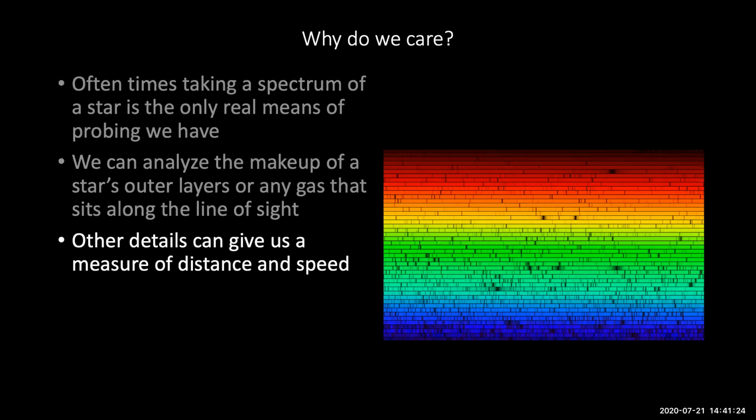So in a second, we're going to talk about the Doppler effect. And the Doppler effect can actually give us an idea of how far away something is and how fast it's moving based on these sort of lines. So either emission lines or absorption lines, if you know where they're supposed to go, and then you take a measurement of where they actually are, you can figure out a lot about a star. So let's get into it. Let's talk about the Doppler effect.